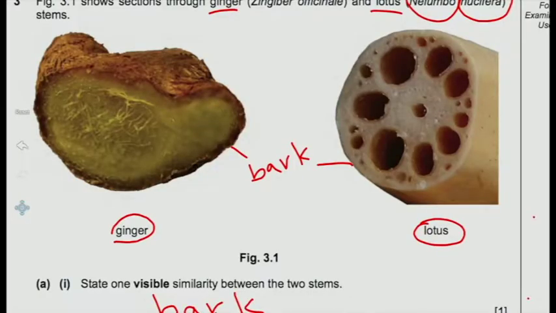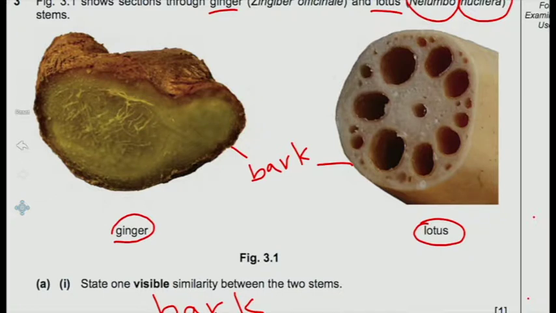Let's start with the bark. They both have a bark, but the bark is different. The bark for the ginger on the left is rough. The bark for the lotus on the right is smooth. That's with the bark. Let's get inside the stems. The ginger on the left has got fibers.